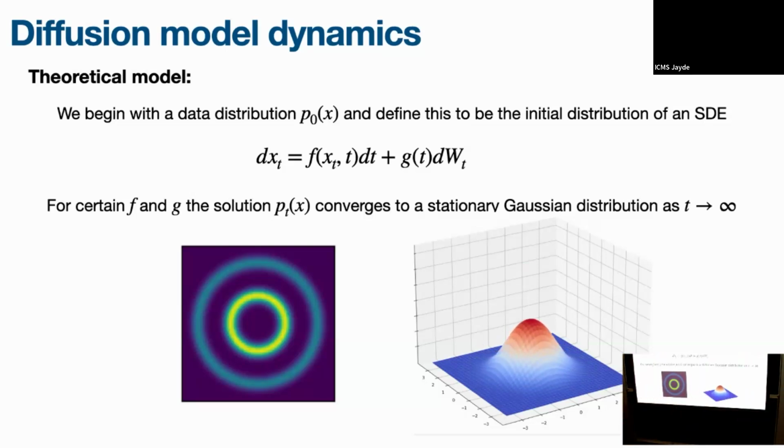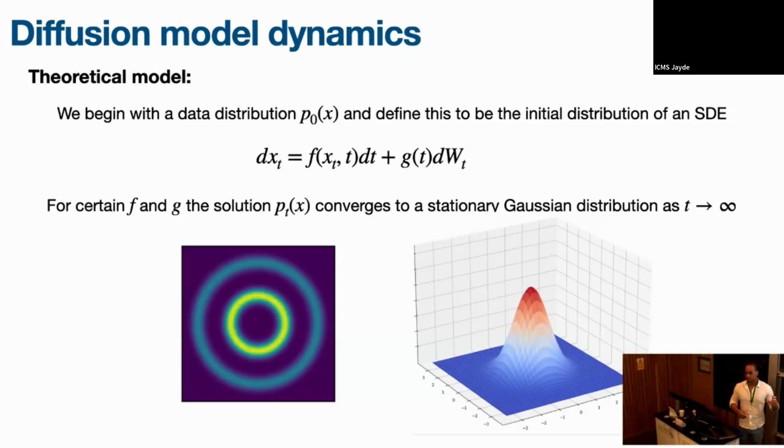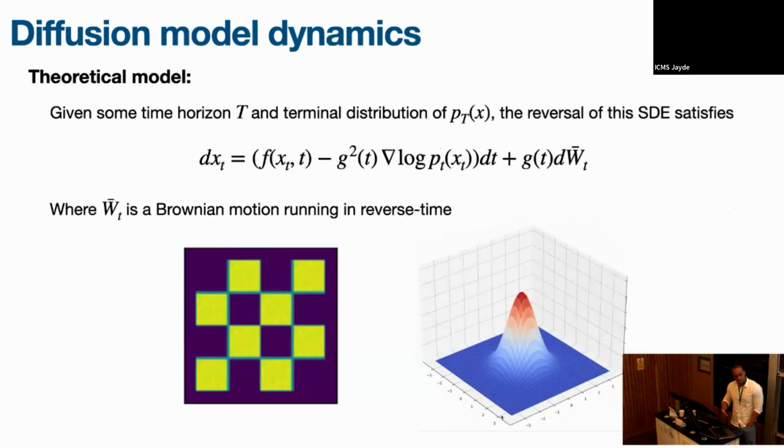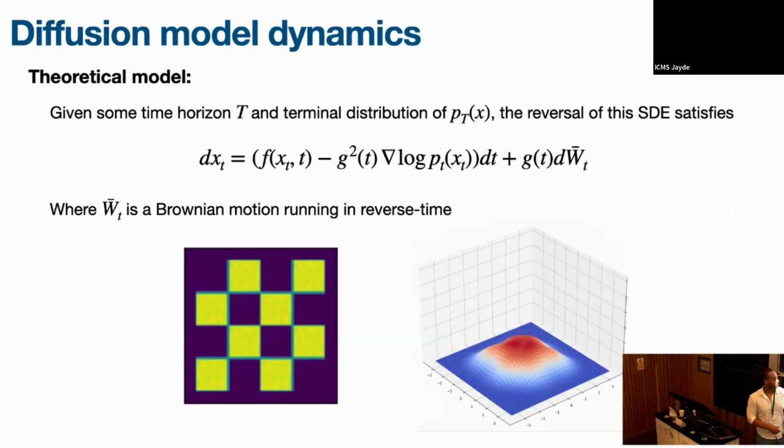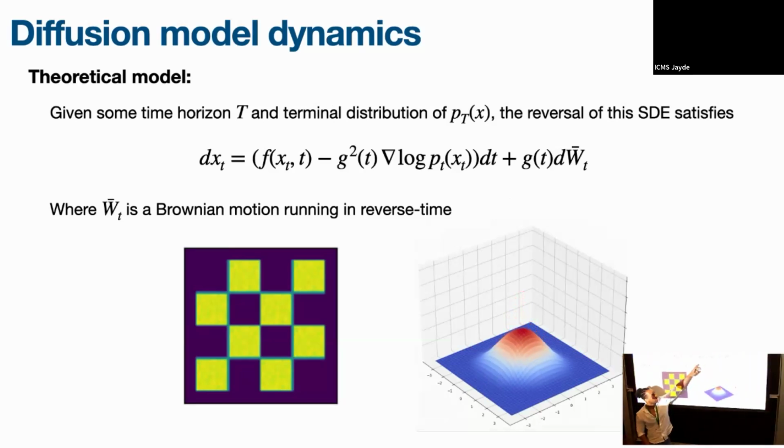Okay. And as t goes to infinity, this converges to a stationary Gaussian, though you don't ever quite get to that stationary Gaussian. You can get really close, and this tends to be good enough, such that if you define a reversal of this SDE, which has this equation here, which was derived by Anderson in the 1980s, then given this drift function, which involves the score function, the gradient of log density, you should exactly recover the density that you had going forward.